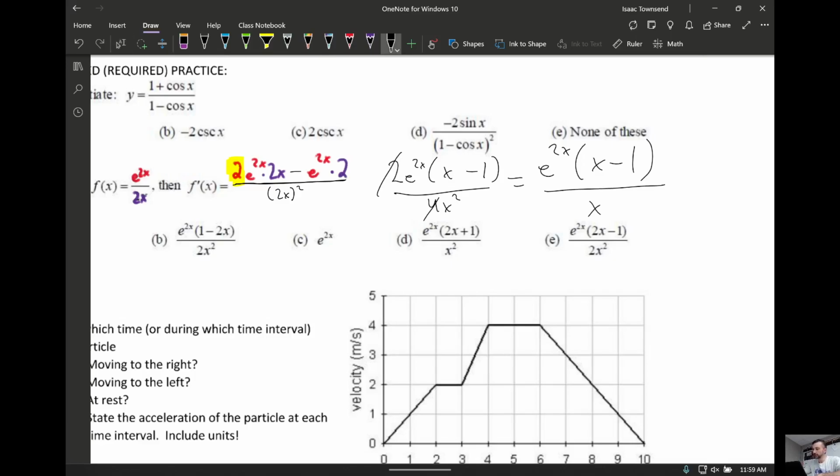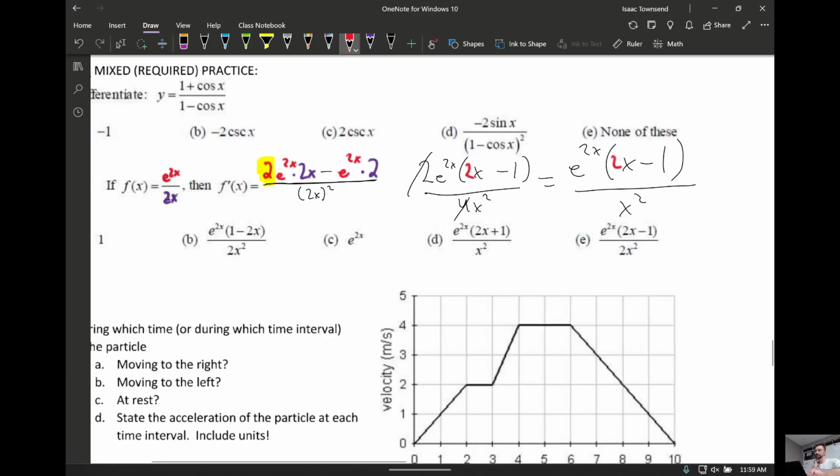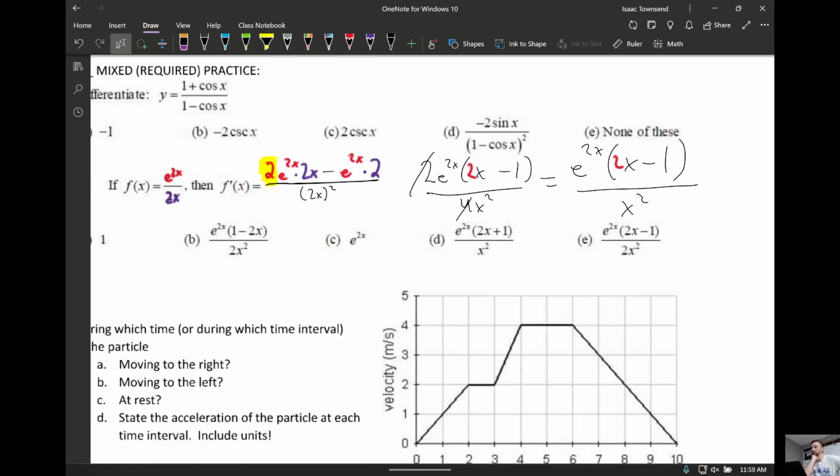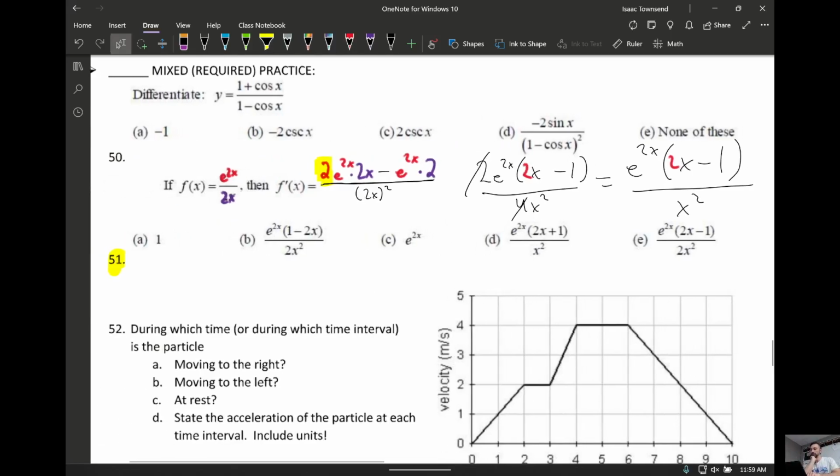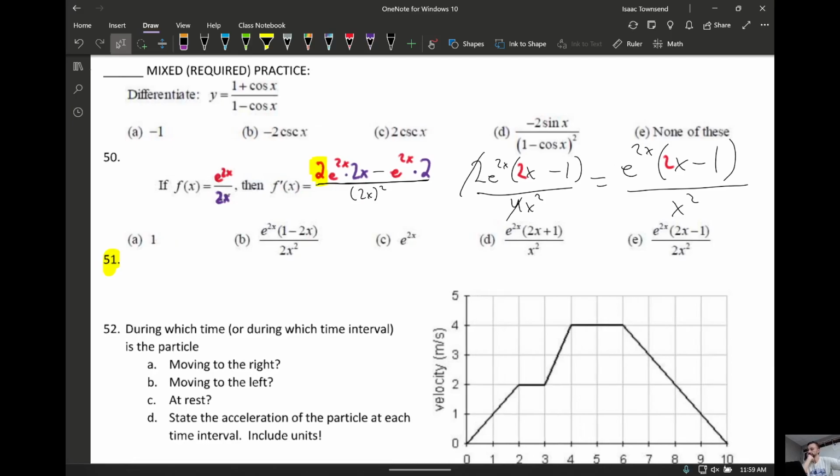Oh, I have a mistake here too. I should be a little more careful. There should have been a 2 in here. And that would still be a 2 down there, right? Yeah. Oh yeah, 2 over 4 reduces to 1 over 2. And that is choice E.